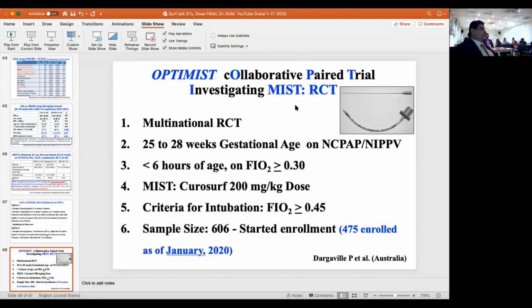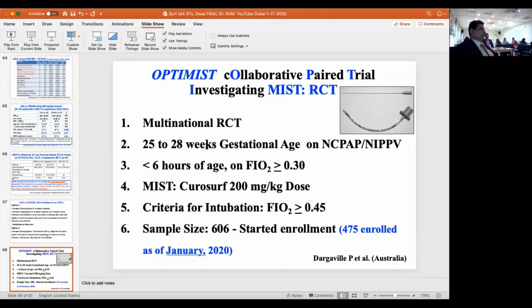OPTIMIST, which is a collaborative pair trial investigating surfactant, the multinational randomized controlled trial run by Peter Dargaville of Tasmania. This is the catheter we use in the OPTIMIST trial. We are part of this trial.